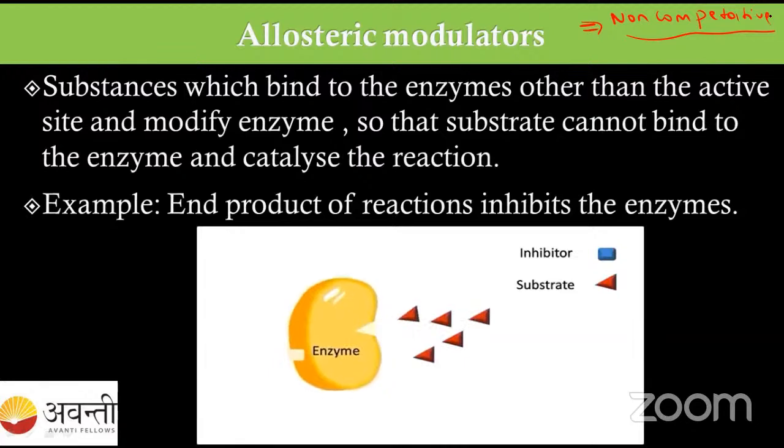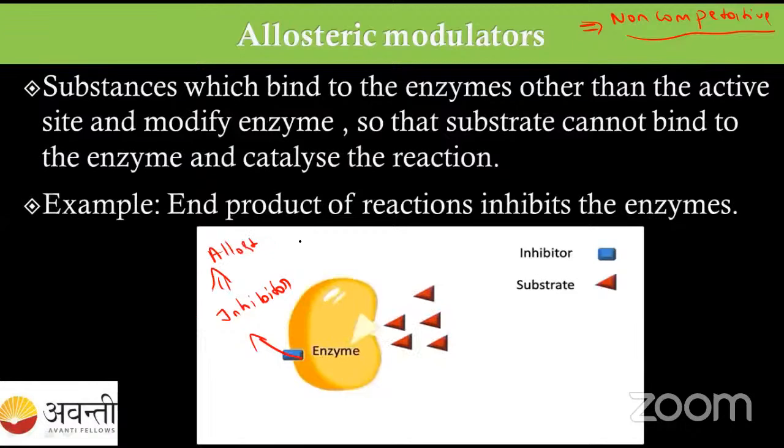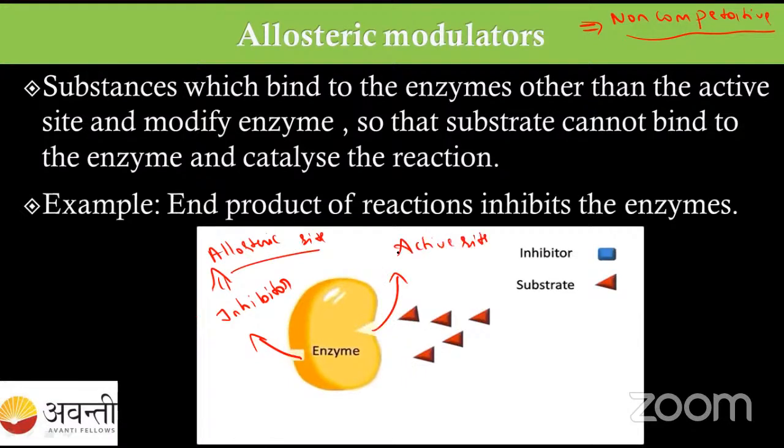So the substrate will bind in the active site only, but the inhibitor is going to bind in the allosteric site. See here, where is the inhibitor going to bind, students? In the allosteric site, right, whereas the substrate is going to bind in the active site. So that's why we call it non-competitive. The structure is different and they are not competing for the active site. The inhibitor can bind easily to the allosteric site, and the substrate binds in the active site only.